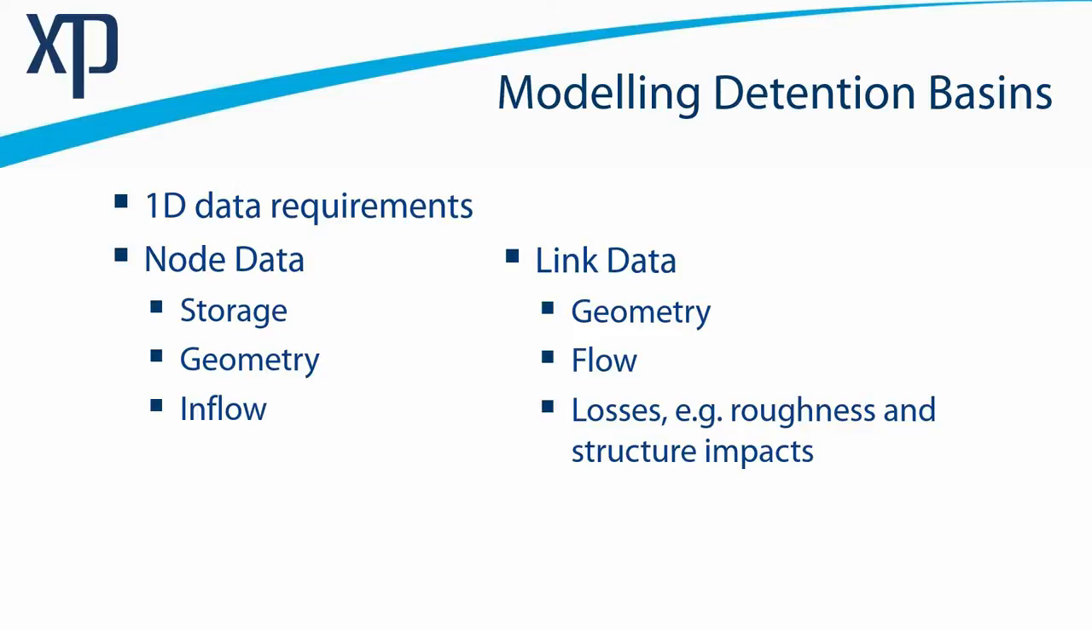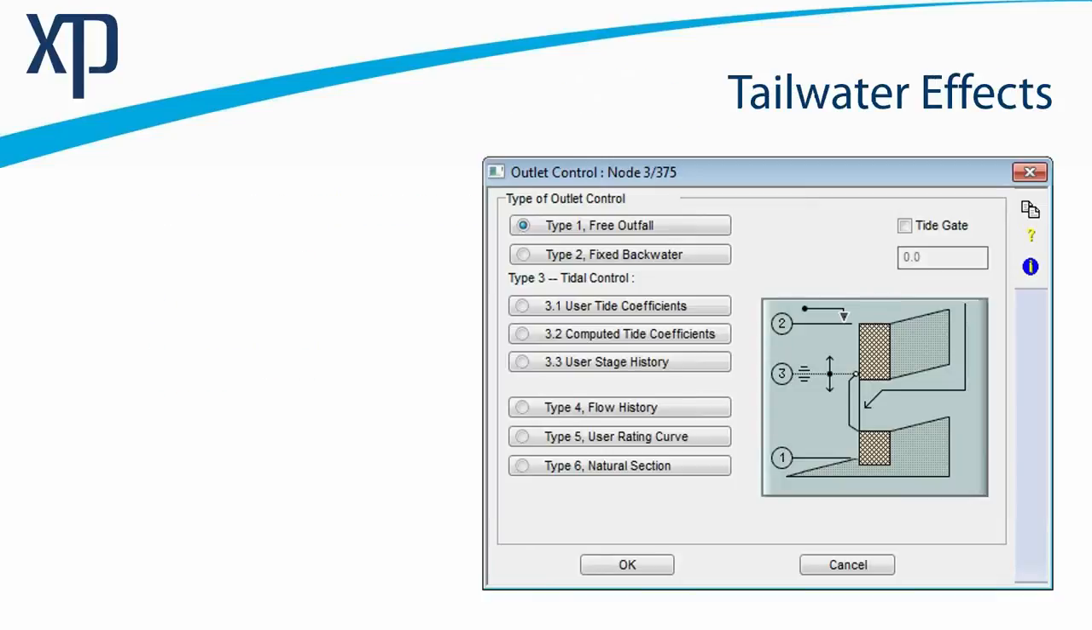From that link data, we will then be able to understand discharges and flows relative to the losses, roughnesses, or other head losses that may be associated with the element. And these parameters are all required so that we can feed the dynamic wave equations enough information to fully assess the system rigorously. The last piece of information is understanding the boundary conditions downstream of the basin.